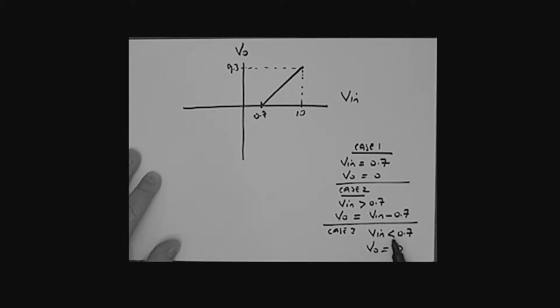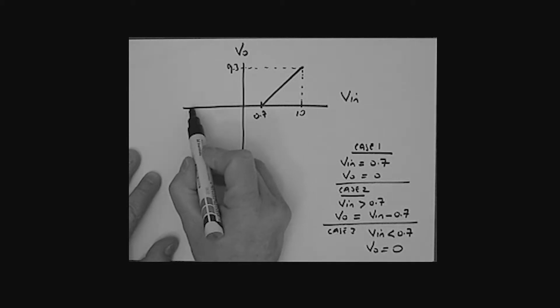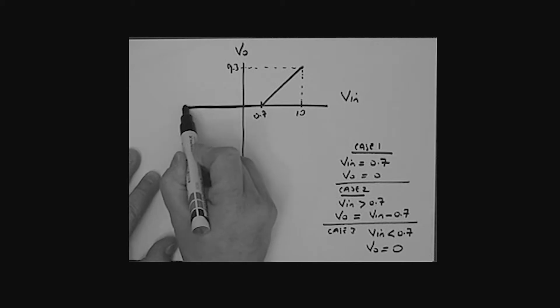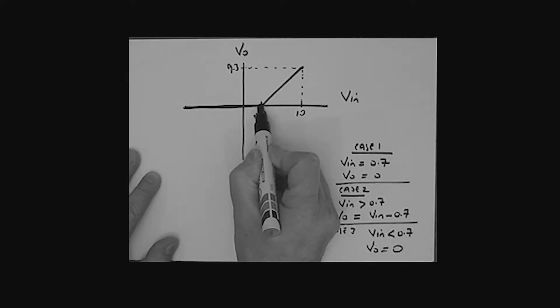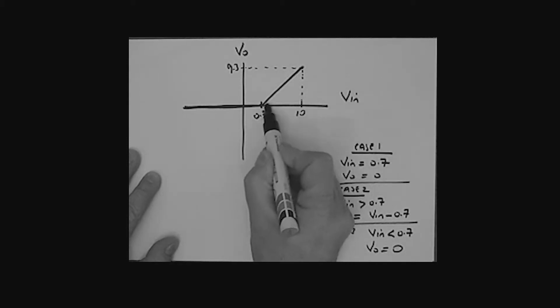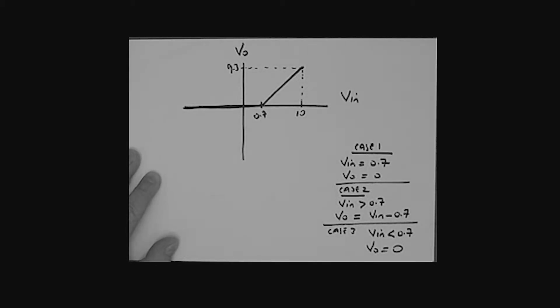Case number 3, Vin is less than 0.7, the output then is equal to 0, and so really we have our curve running along this horizontal axis like so. And so then this represents the transfer characteristic for that particular circuit.